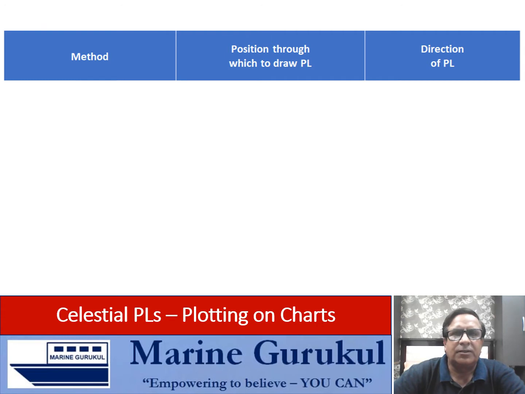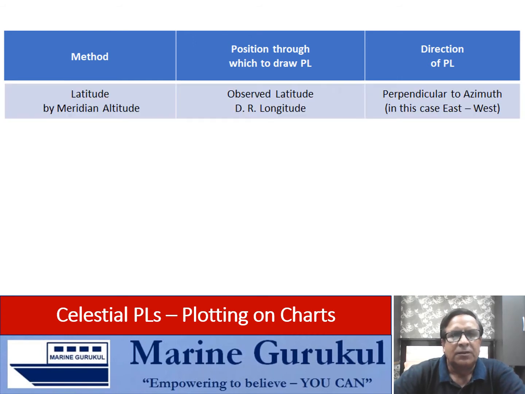Now let's look at the various methods of solving the sights, and based on each method, the position through which to draw the PL. In latitude by meridian altitude cases, the position through which to draw the PL is observed latitude and DR longitude. Direction of the PL is perpendicular to azimuth, and in this case specifically east-west.